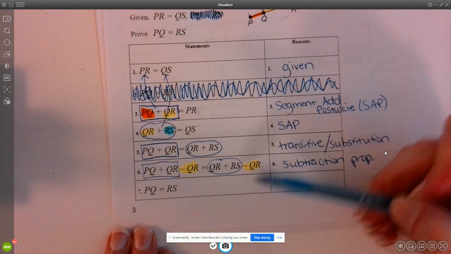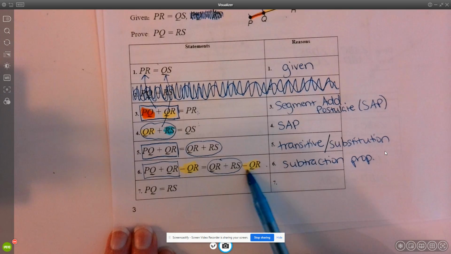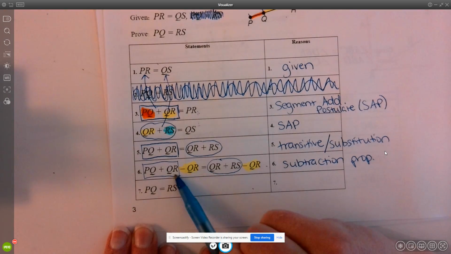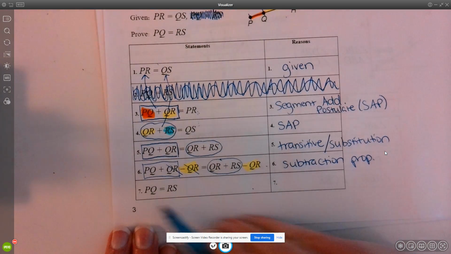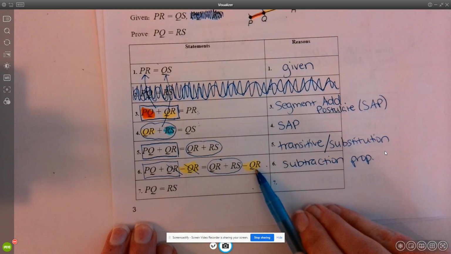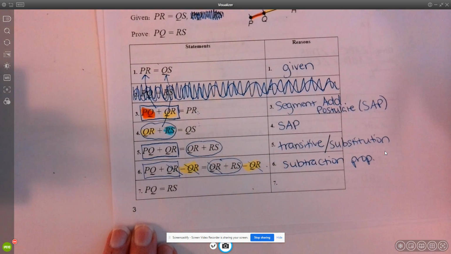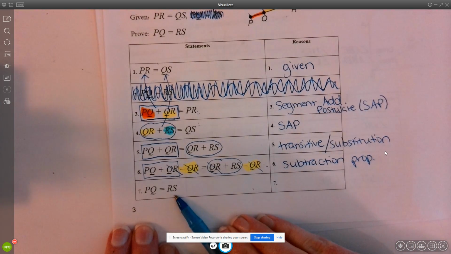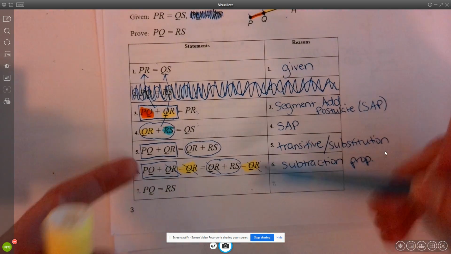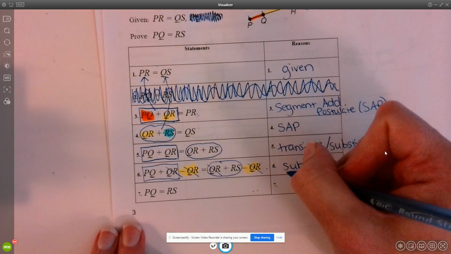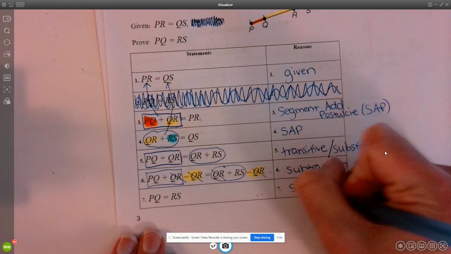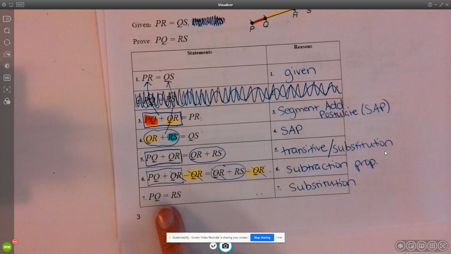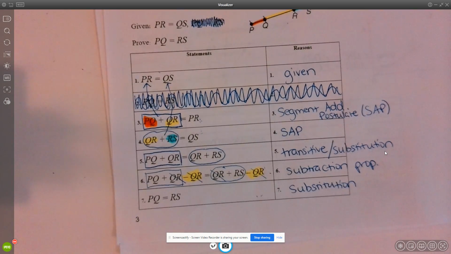And so then from statement 6 to 7, they're actually combining like terms and they're canceling. So if you can imagine in statement 6, when you subtract QR, these cancel and you're left with PQ on the left side. And when you subtract QR on the right, these QRs cancel and you're left with RS on the right. And so remember, when we combine like terms and we cancel to get a simpler equation, we're simplifying, we're using substitution. And we have just proven that the length of PQ is equal to the length of RS.